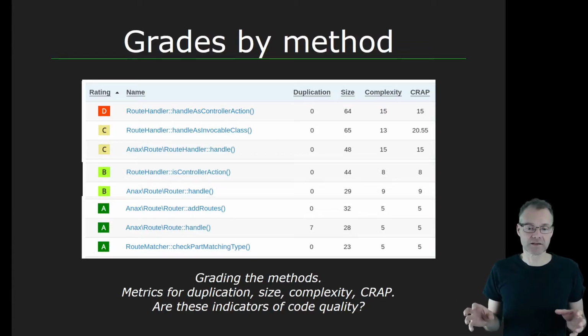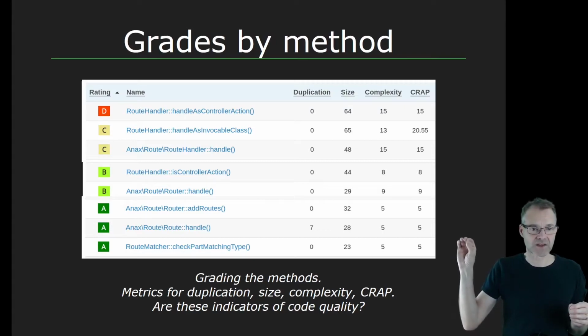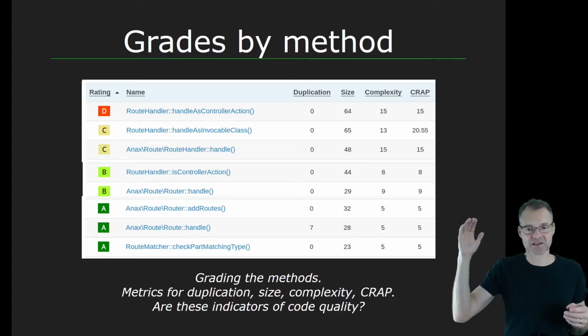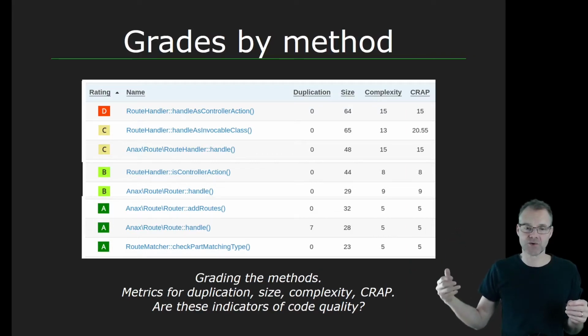Here is another one, and it's still from the Scrutinizer project. I think it's a nice project helping me to understand code quality a bit more. So up here we have grades by method. Here we are still being graded from A to F. The worst one there is D. Then we can see what columns we have. We have duplication. This is code duplication. How much code is duplicated here?